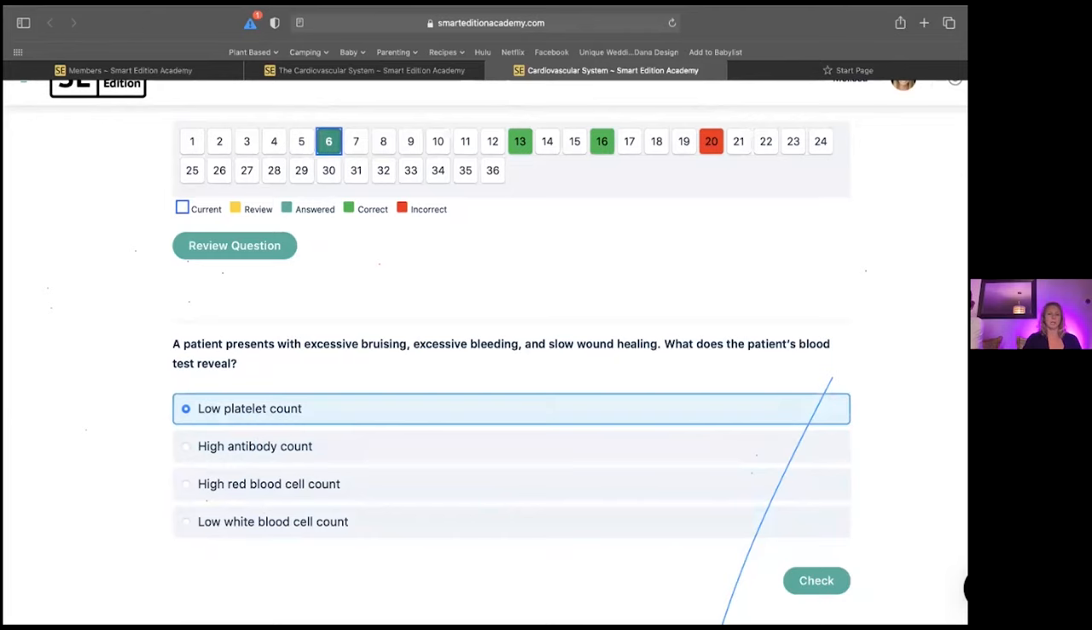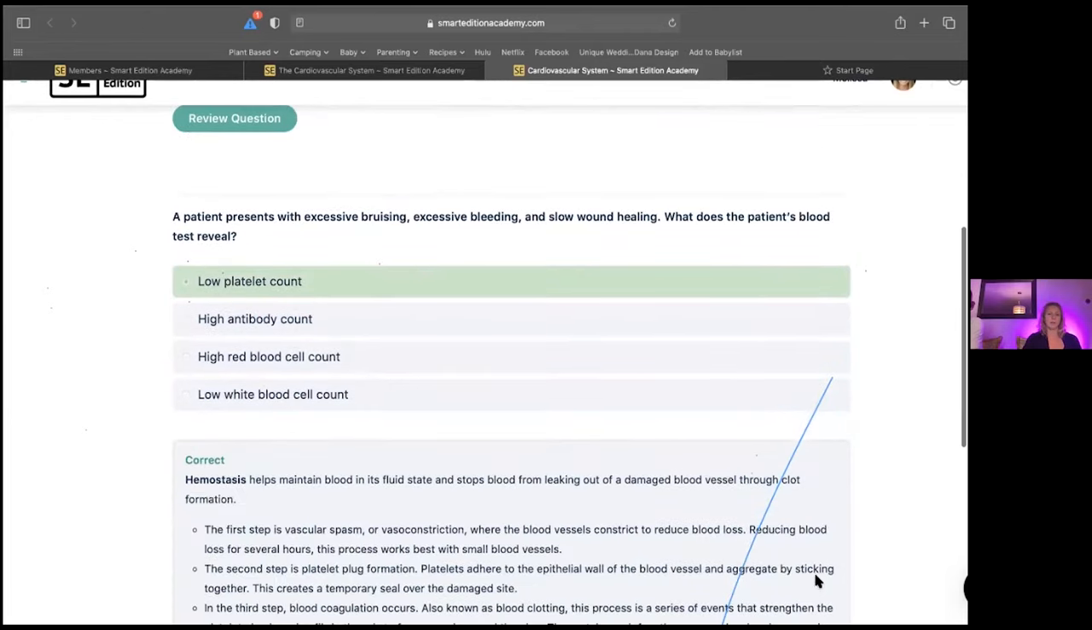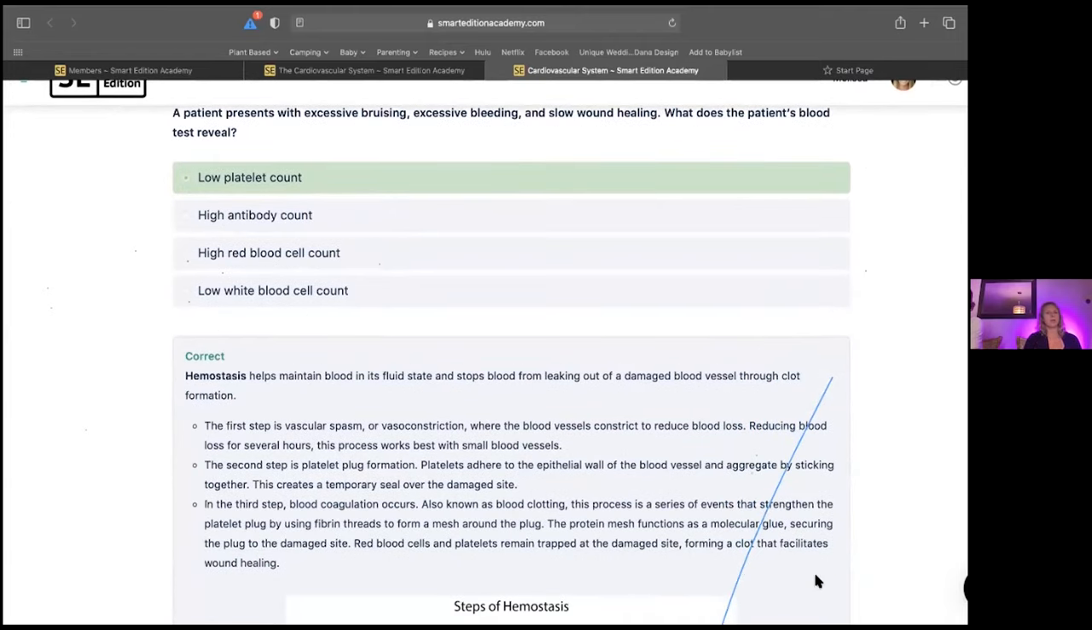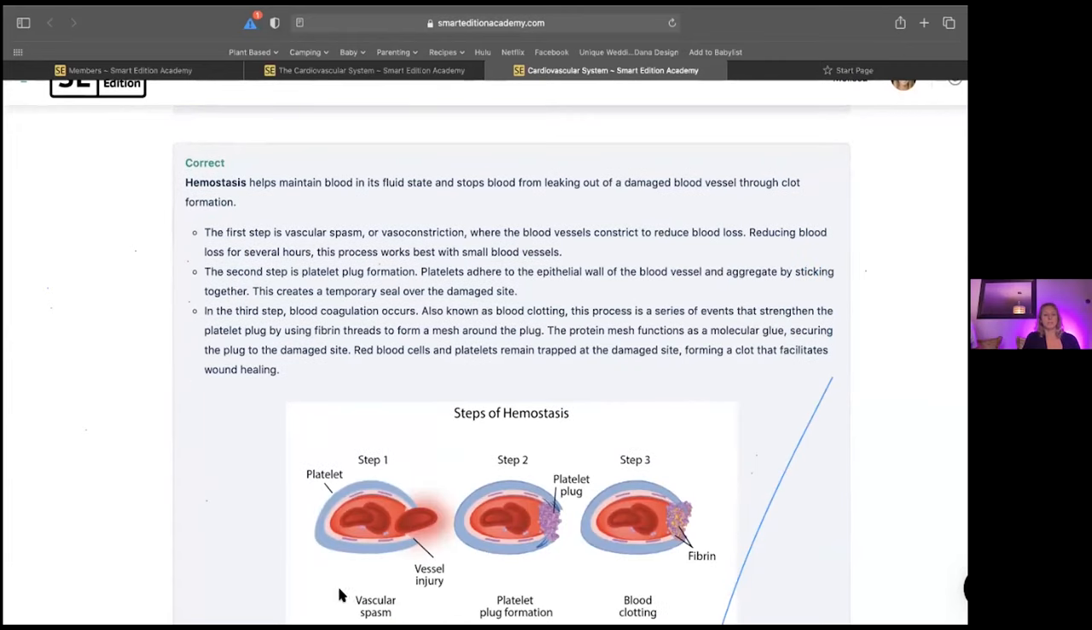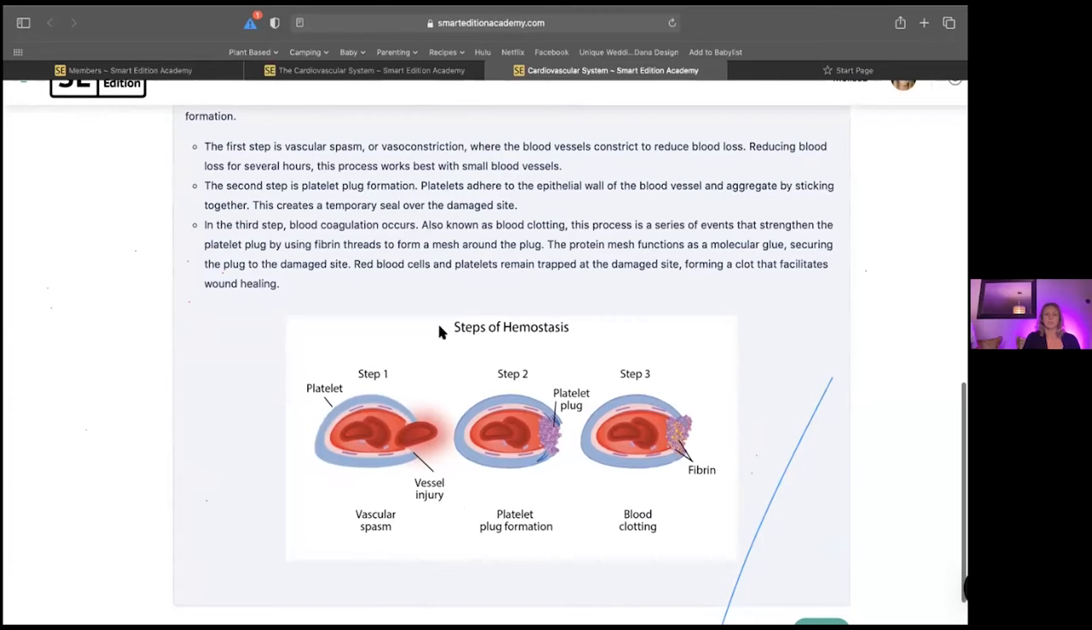Let's see if it's A, low platelet count. Yay. And we talked about this earlier. Platelets are a part of the formed elements of blood: the white blood cells, the red blood cells, and the platelets. Platelets are important for wound healing and clotting. So if someone bruises, that means there's bleeding underneath the skin. Especially if there's excessive bleeding, that means there's nothing clotting, plugging up that wound. So the blood's just going to pour out. And the wound's not going to heal if it's still bleeding. So they're going to have a low platelet count. They don't have a lot of platelets. So the hemostasis, that's the whole process when you do have a normal platelet formation.